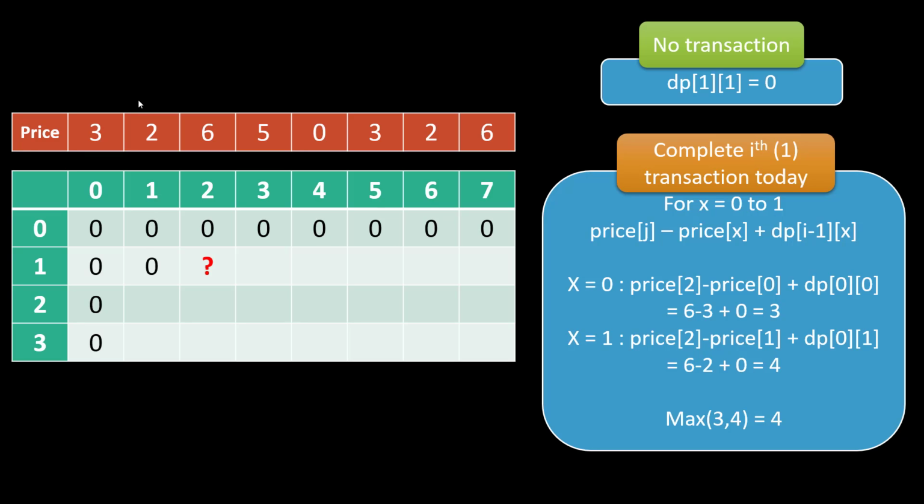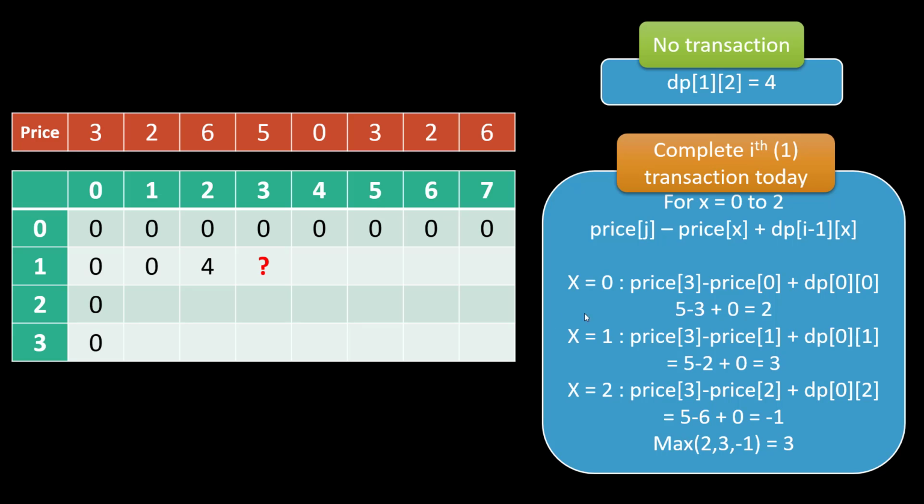Similarly, if I am buying the stock on day 1, it makes my profit as 6 minus 2 for this transaction, and for the previous transaction my profit will be from the row 0 and column same as the day I bought the stock, which is column 1, and the profit from that transaction was 0. So my profit here becomes 6 minus 2 plus 0, which is 4. Maximum of all of this is 4, and so we write it down in the DP array.